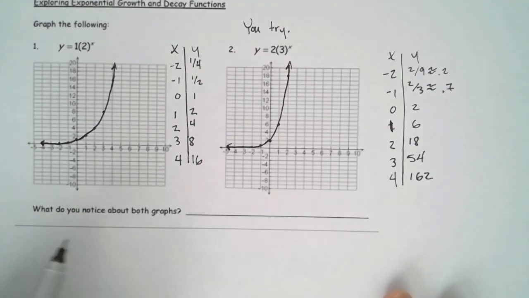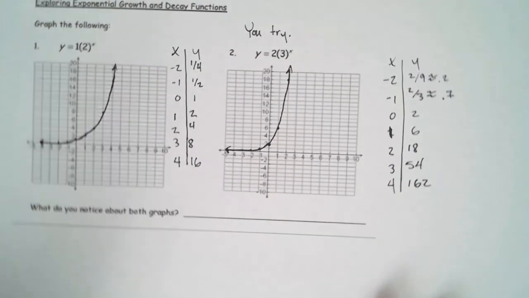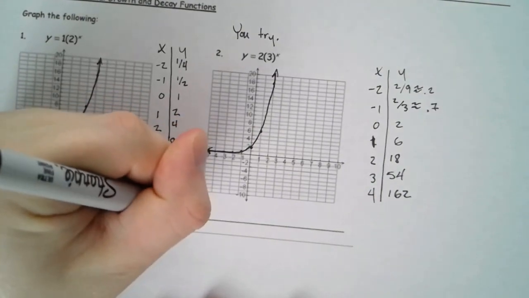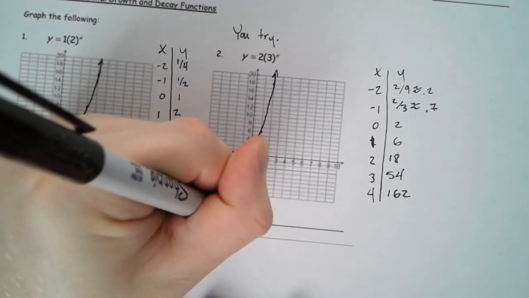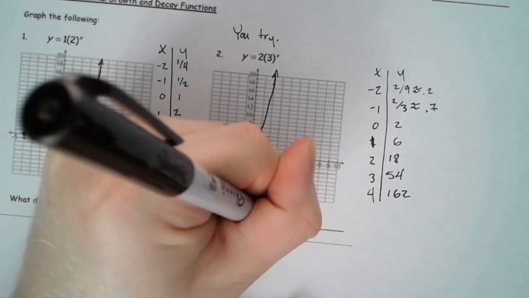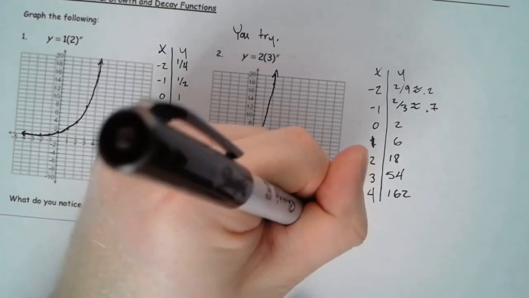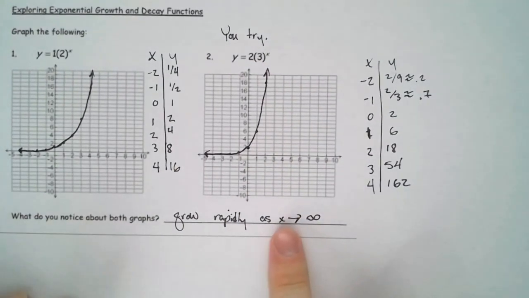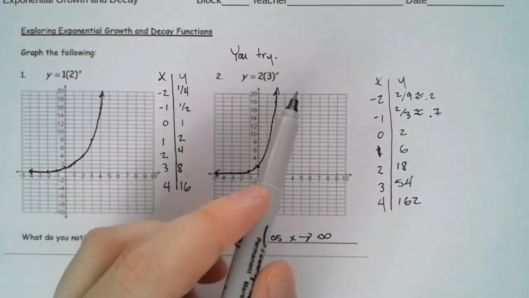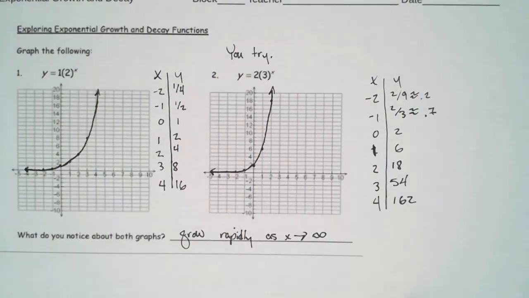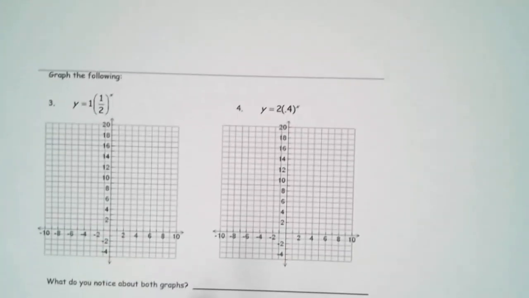But what do we notice about both graphs? Both of these graphs grow rapidly as x approaches infinity. That's what that means there, as x approaches infinity. All right, so here we have 2 examples of growth. This one is a bigger example of growth. Both examples of growth nonetheless. Let's take a look at the next examples here.